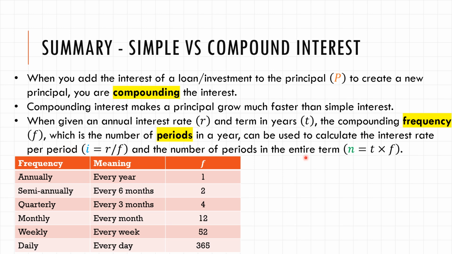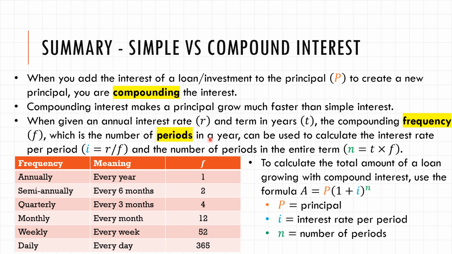If we want to find out how many periods there are in the entire term, just like we took 10 and multiplied it by 2 to get 20 periods in 10 years, to find out the number of periods, we'll use the variable n for number of periods. We can take the term, the number of years, and multiply it by f, because f is the number of periods per year. So if 1 year has 4 periods and we're doing this for 15 years, 4 periods per year times 15 years would give you 60 periods in the entire term. And each period has its own interest rate that's different from the annual interest rate.